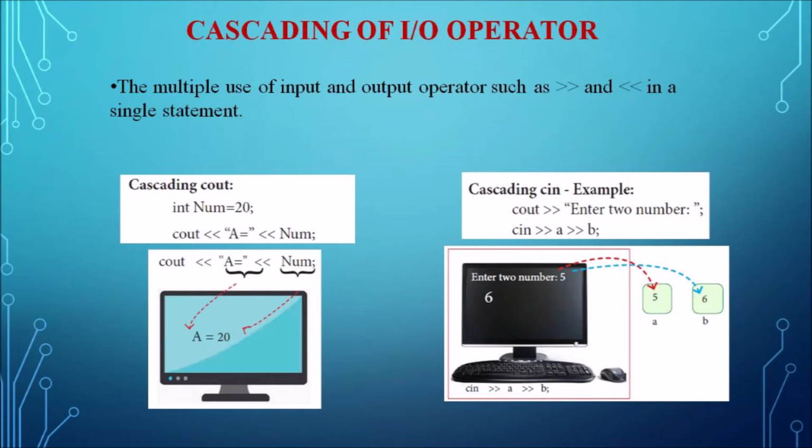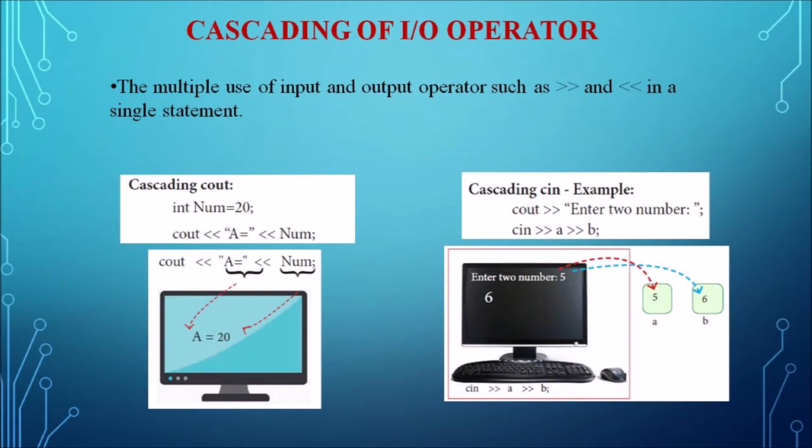In the next example you see cascading cin. Here in the first line, cout is asking to enter two numbers. So the compiler is asking the user to enter two numbers. The content is a string given within double quotes: "Enter two numbers:", and the colon also is given within the double quotes. So that content will be displayed on the monitor as the first line.